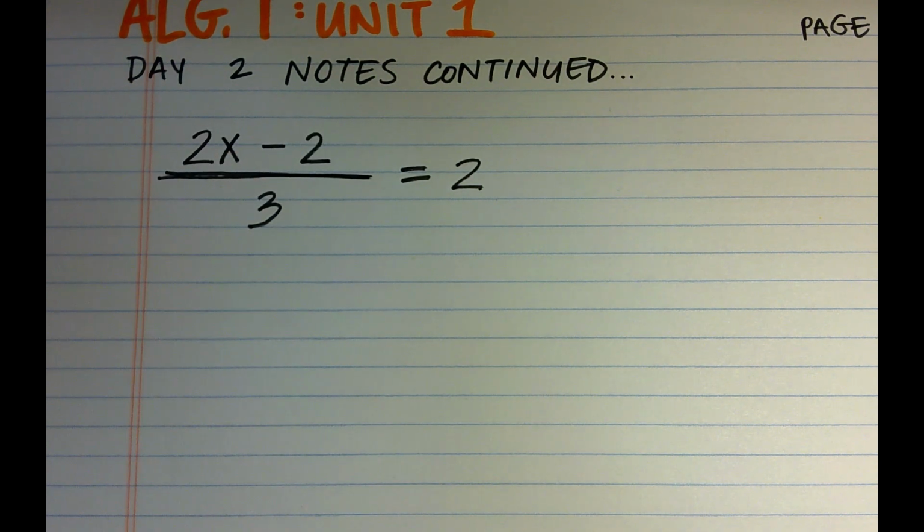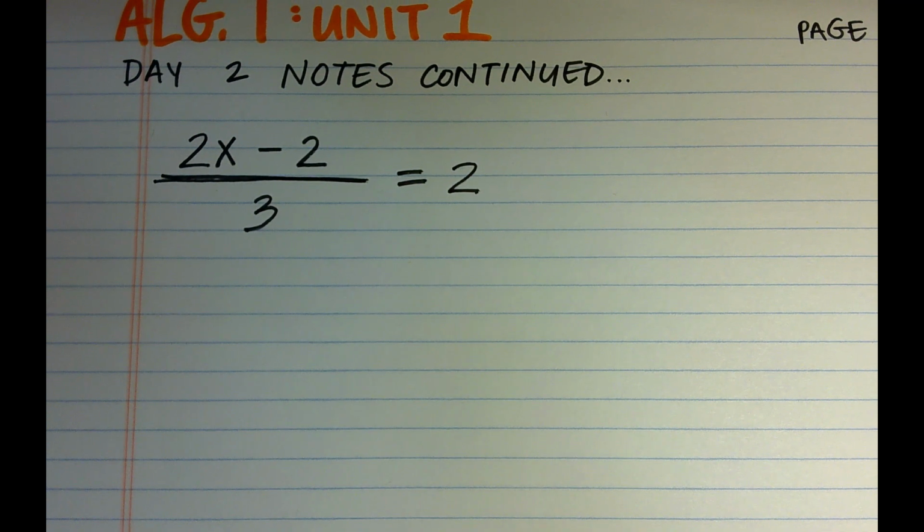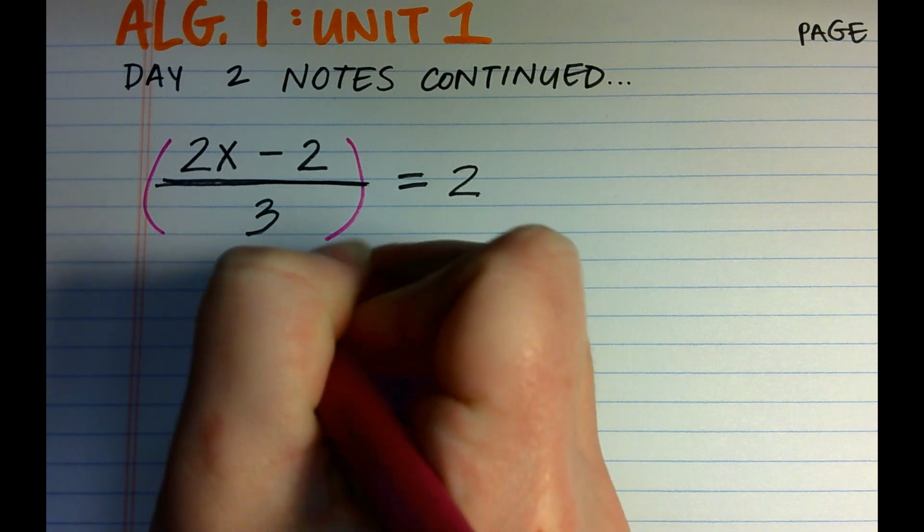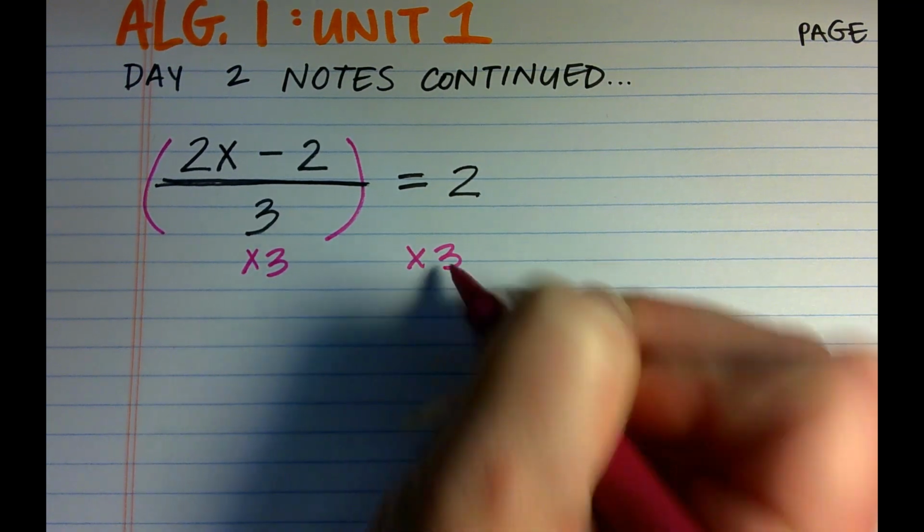This is on top of a fraction here. Now, a fraction is just a division problem. It's just 2x minus 2 divided by 3. How do we get rid of division? We multiply. So, how can I get rid of divided by 3 here? Multiply by 3. I'm going to multiply times 3 on both sides.